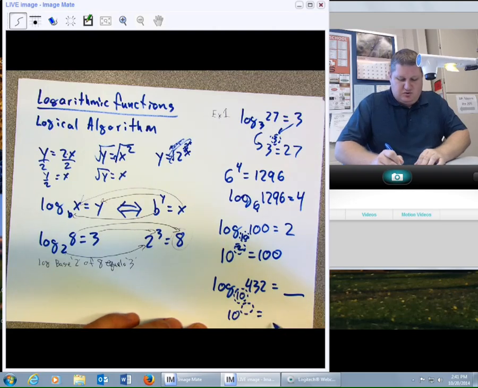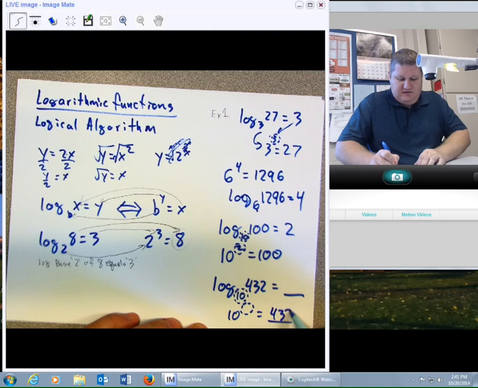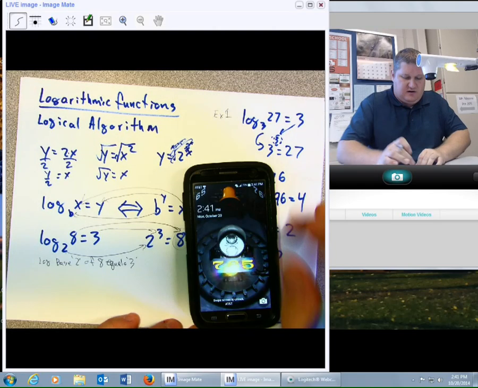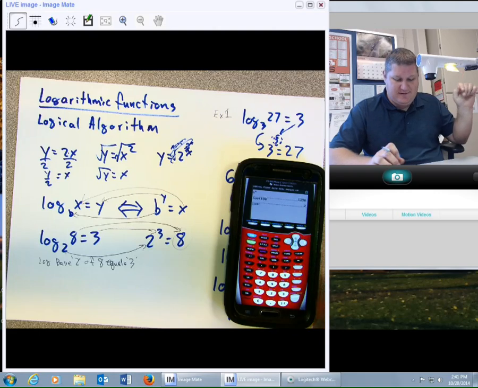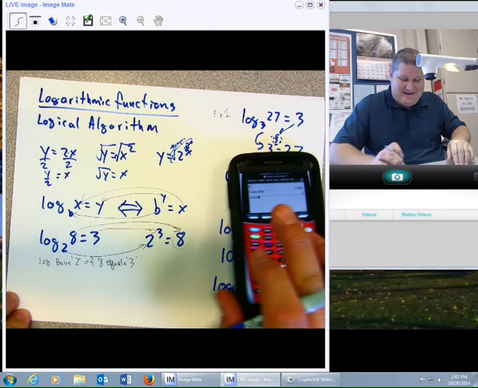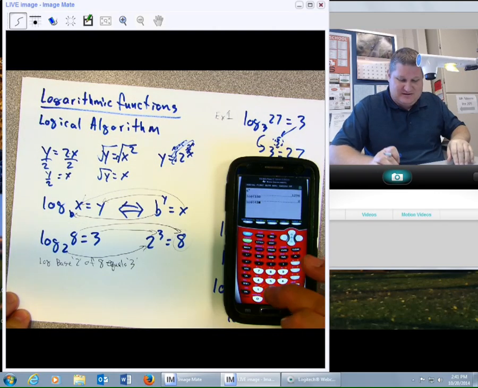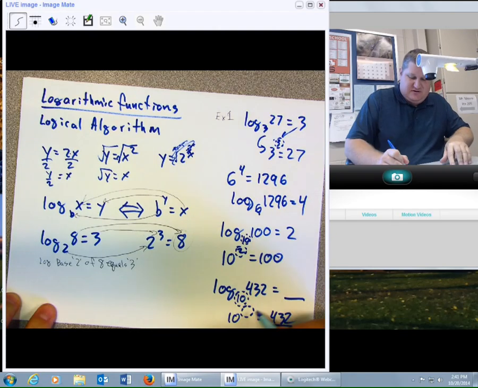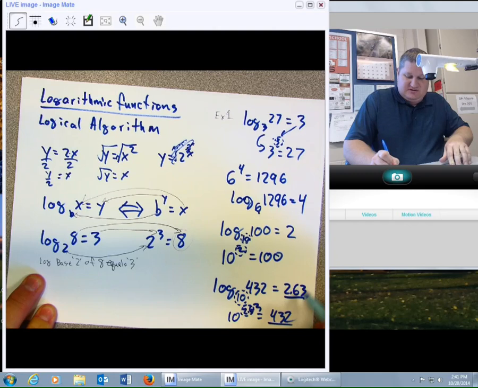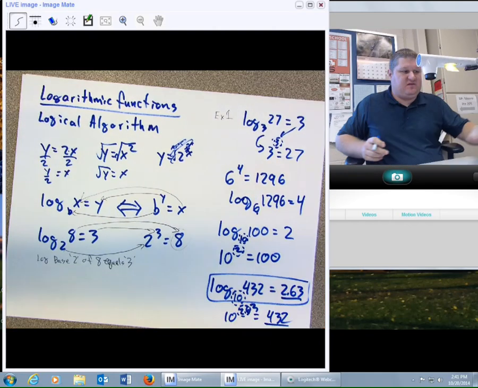equals 432? So the answer here, I simply say log of 432 equals 2.63. So 2.63. All right, that's some basic logs. We'll pick it up again later.